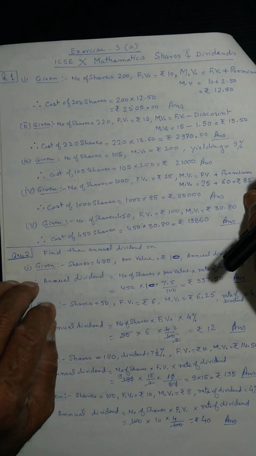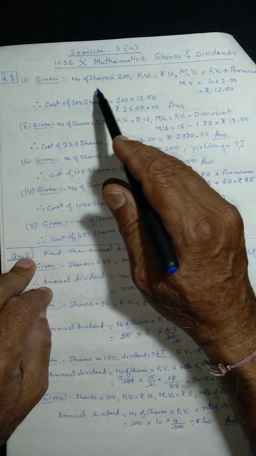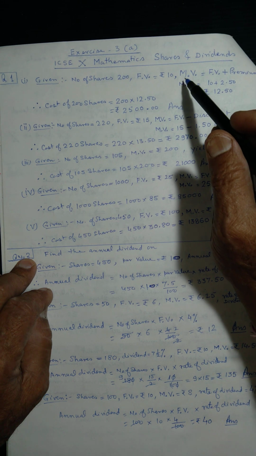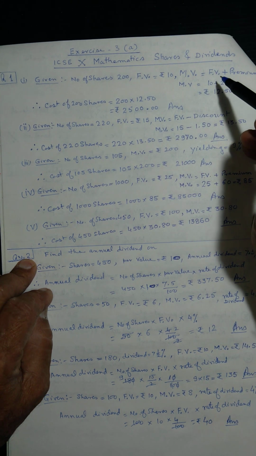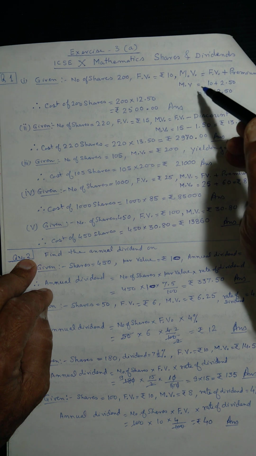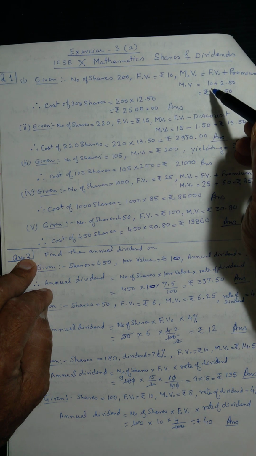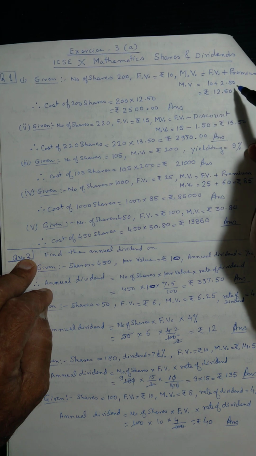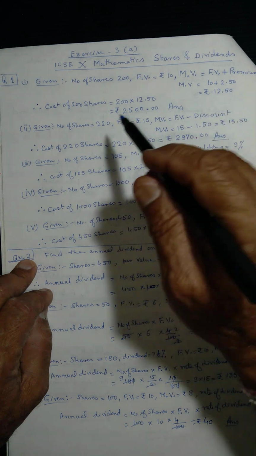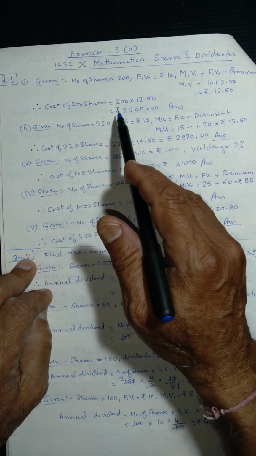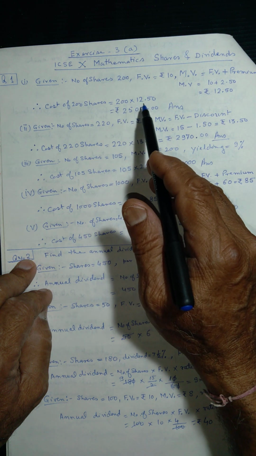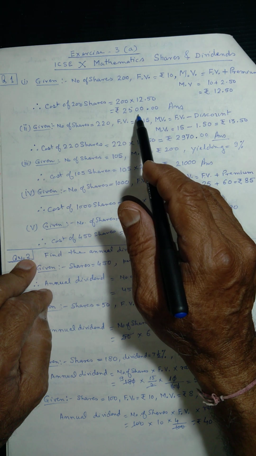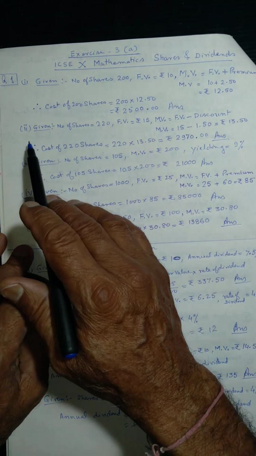Question number 1. You see, the given is number of shares is 200, face value is rupees 10, market value is equal to face value plus premium. Therefore, the market value will be 10 plus 2.50, that will be equal to 12.50. So the cost of 200 shares is equal to 200 into 12.50. That will be equal to 2500. This will be the answer of the first part of question number 1.